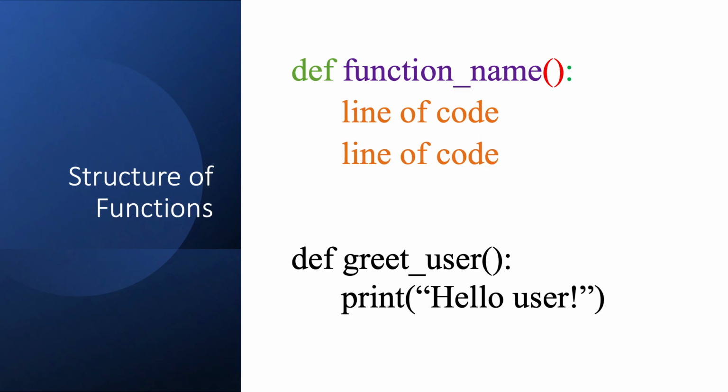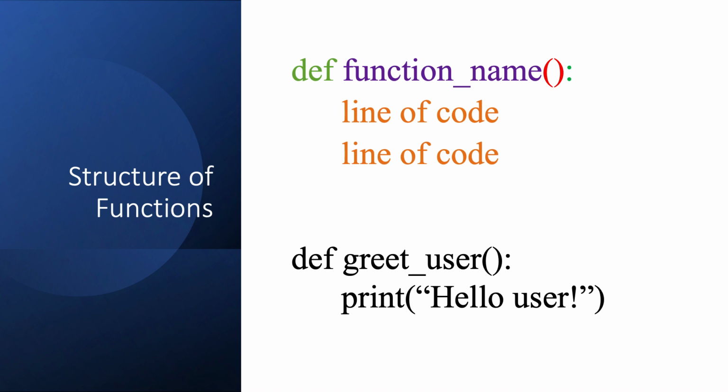We start with a reserved keyword called def, which is short for define or definition, because we are defining a function, followed by a function name, followed by a pair of parentheses, followed by a colon. Then we have the body of the function, which is our code block. And just like the if statements we learned about before, these lines of code are indented to signify that they are part of this function. So this is the bare minimum of what the function can look like.